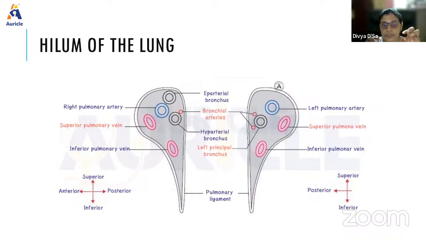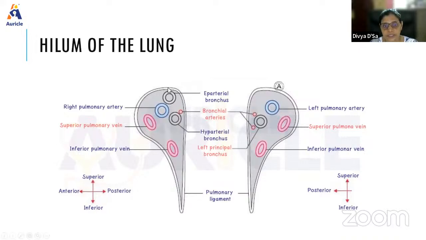Usually, the principal bronchus enters the lung and then divides. But in this case, on the right side, it divides before it enters the lung. That is why we see two bronchi here. Okay, you should remember that. So these are the things which you will mention.